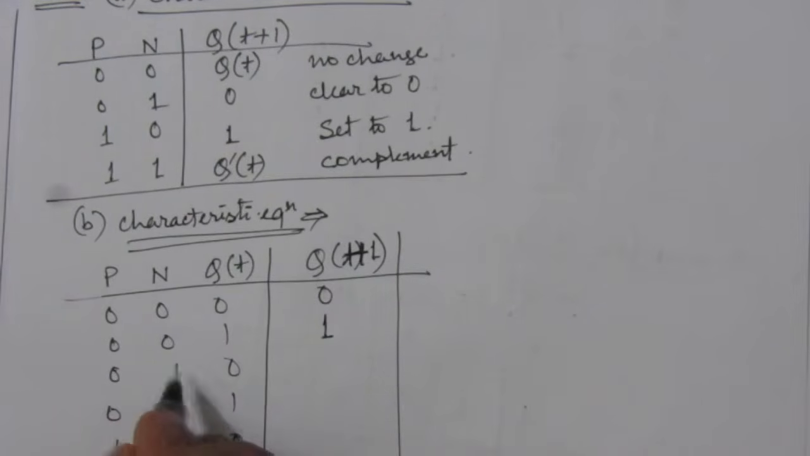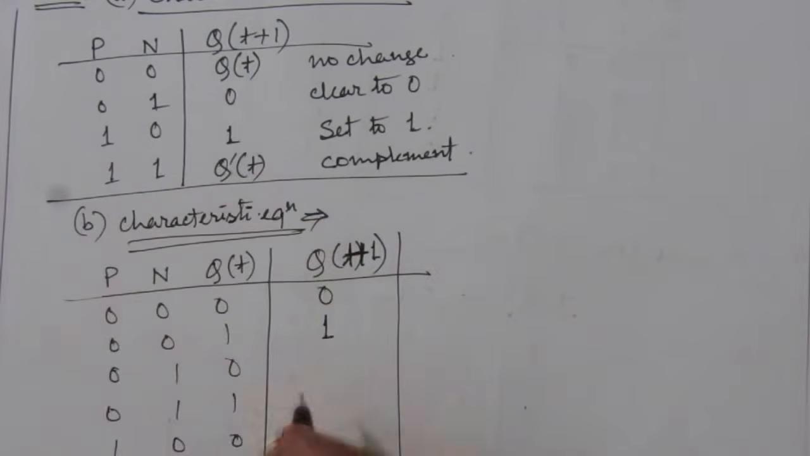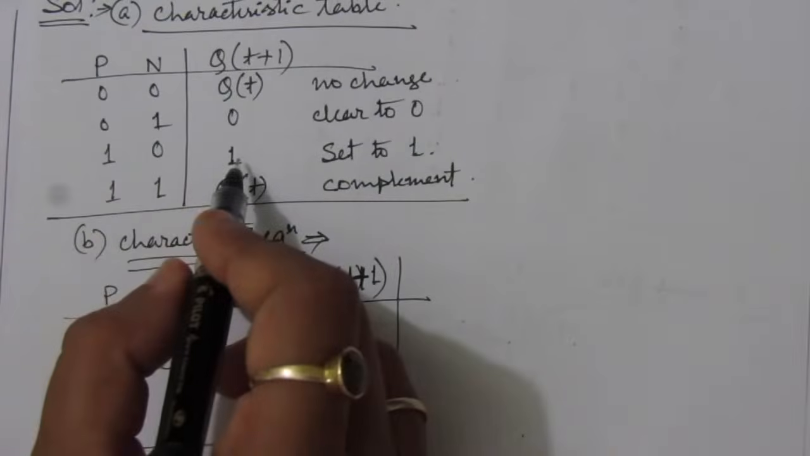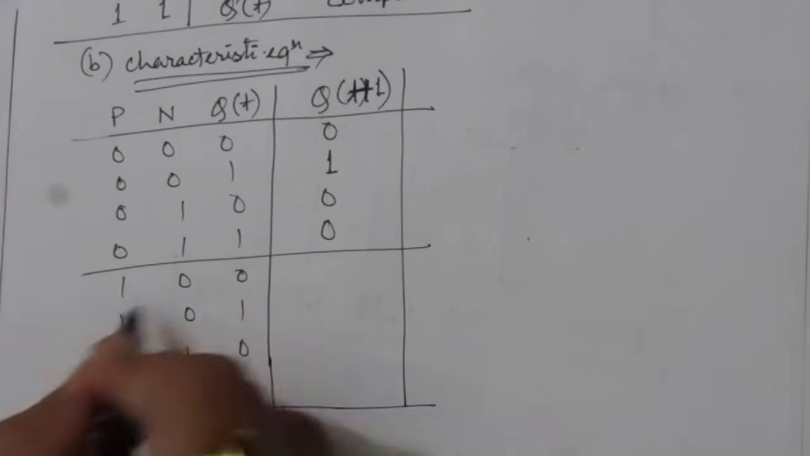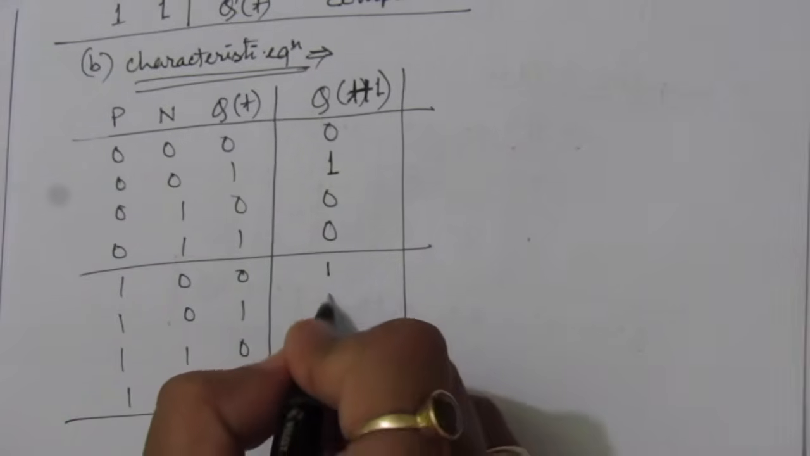Then we have 0 1. For 0 1, irrespective of the previous output, the output is 0, so we have written 0 0. Then we have 1 0. For 1 0, it is set, so the output will be 1 irrespective of the previous output. So for 1 0 we'll have 1 1.